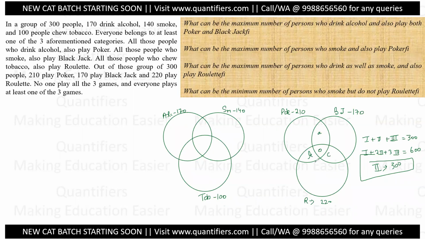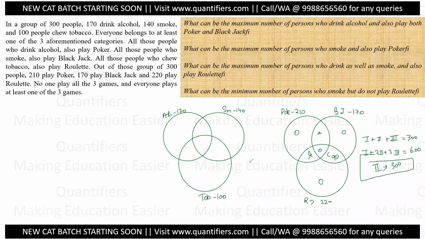Now, can someone tell me what this represents? Can I say it represents that the people who play only poker, only blackjack and only roulette are also zero? Is this point clear? Yes or no? Now, can someone tell me what will be the value of C? This whole circle is 210. The total of these three is 300. So this is 90. Right?